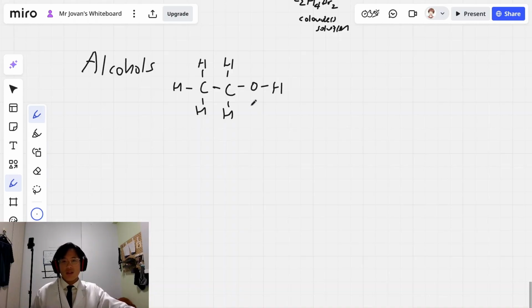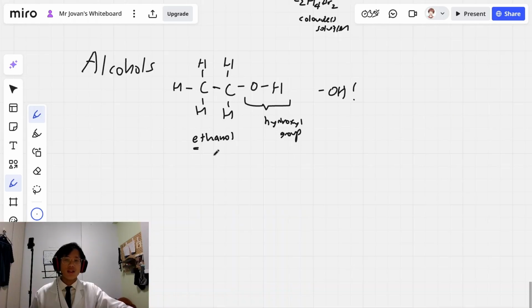You will notice that in alcohols, this is called a hydroxyl group, and this is the functional group of an alcohol. This OH group here is what makes alcohol special. This is called ethanol. Why is it called ethanol? Remember we went through it: eth is for two carbons. Ethanol is for alcohols.